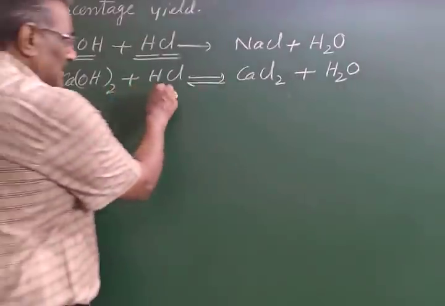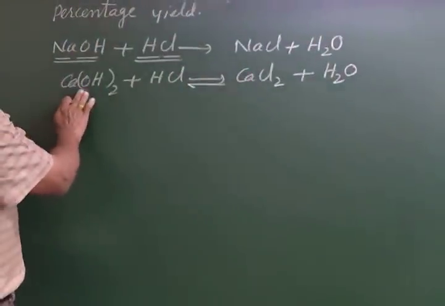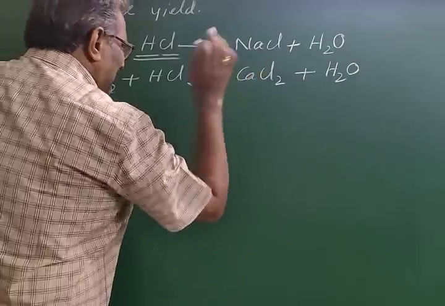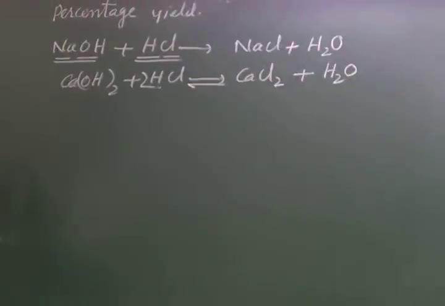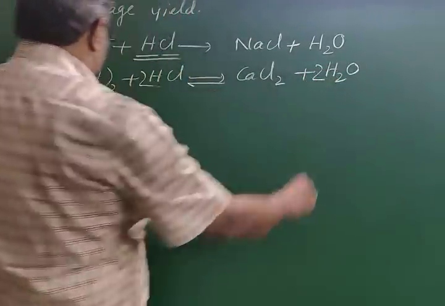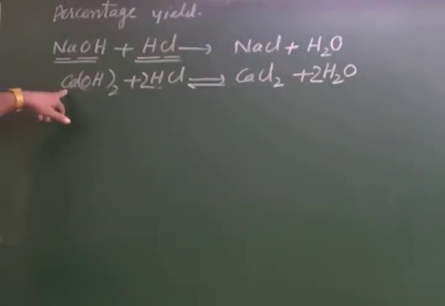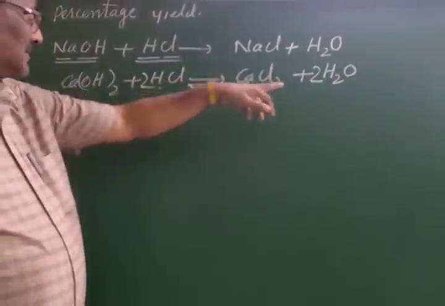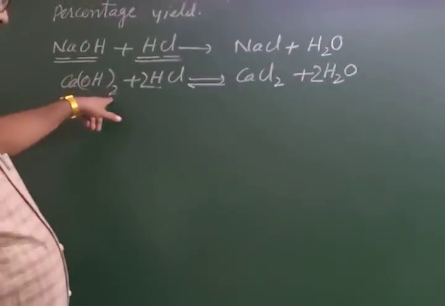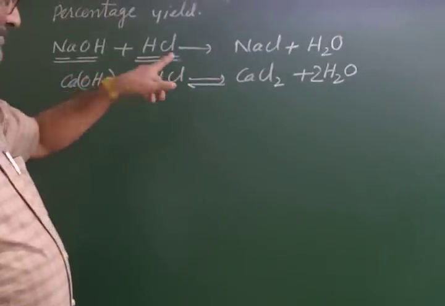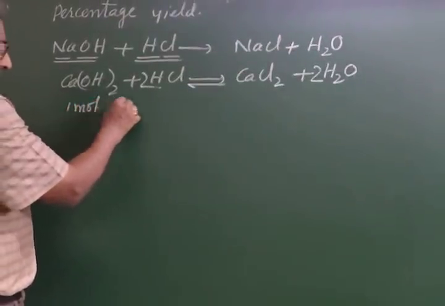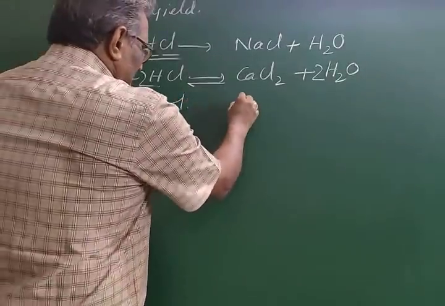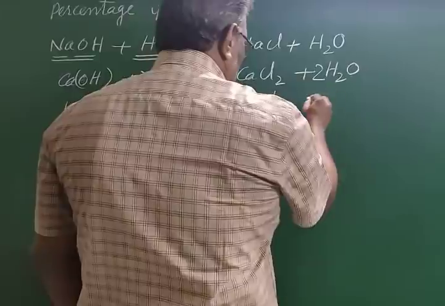According to this stoichiometric equation, how much calcium hydroxide is to react with hydrochloric acid to give this? This is not a balanced equation. In order to balance this, we need to multiply this by 2. How many hydrogens are there? 4 hydrogens. So 2 waters. Now this is the balanced equation. 1 calcium, 2 hydrogens plus 2 hydrogens, 4 hydrogens, 2 oxygens, 1 calcium. The number of moles is 1 mole and 2 moles, giving 1 mole and 2 moles.